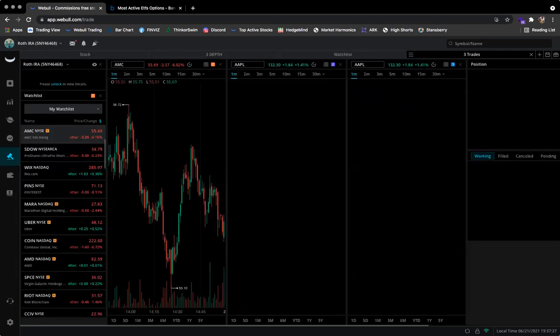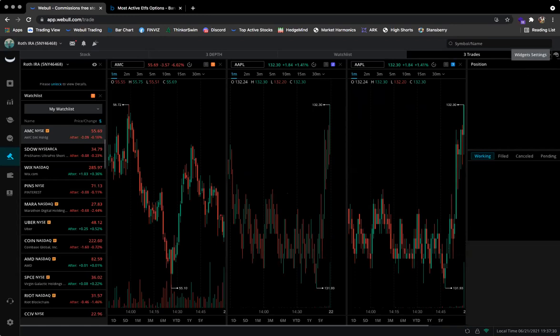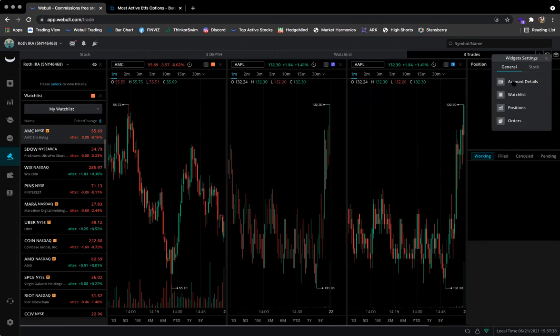Oops, I created a new board. Okay, so you want to trade options in the same board. Go to widgets, settings, click on stocks. So you can add account details. This will just be your account like this right here.